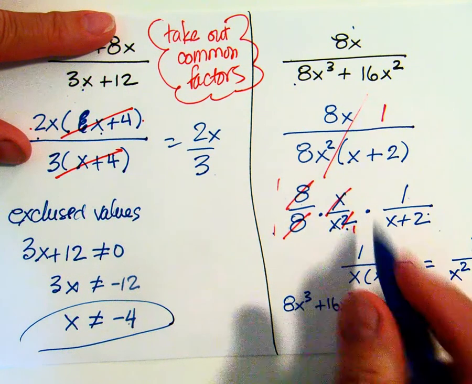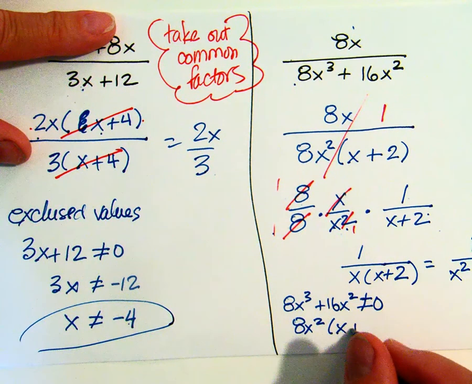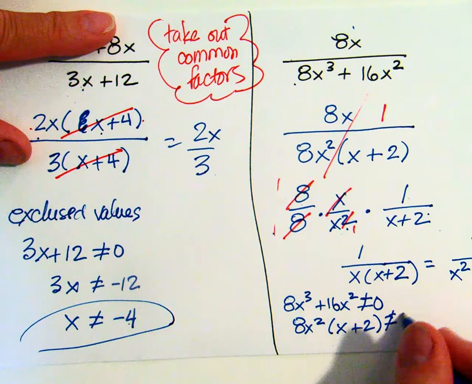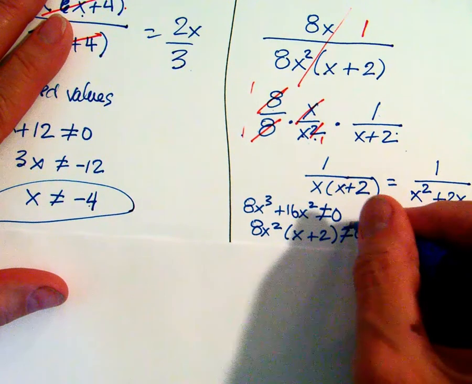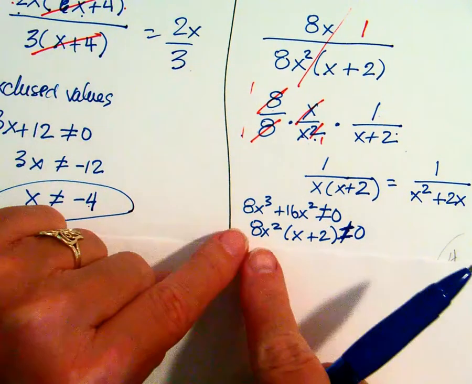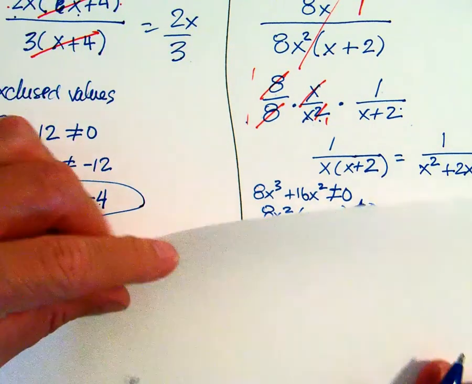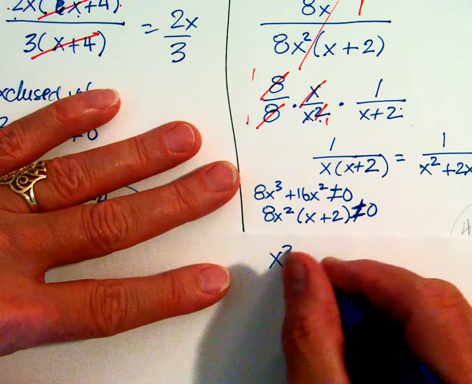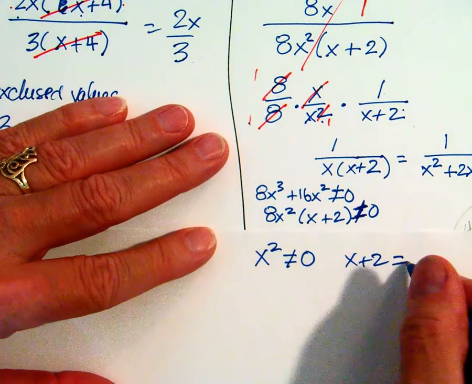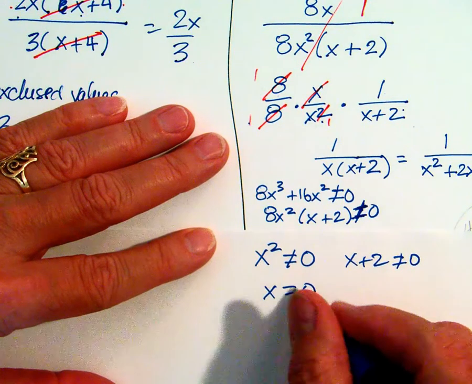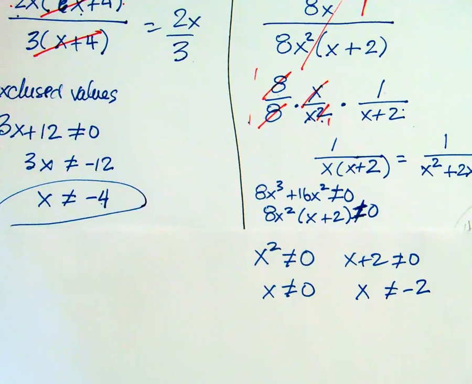Cannot equal 0. Well, we've already factored it. So that can't equal 0. Remember, we've done this a whole lot of times. That means either that one has to be 0, or that one has to be 0. So we know that 8 is not 0, so we'll say that x squared cannot equal 0. I mean, 8 is not 0, so we don't have to do that. And then x plus 2 can't be 0. This means x can't be 0, and that x cannot be negative 2. Those are our excluded values.